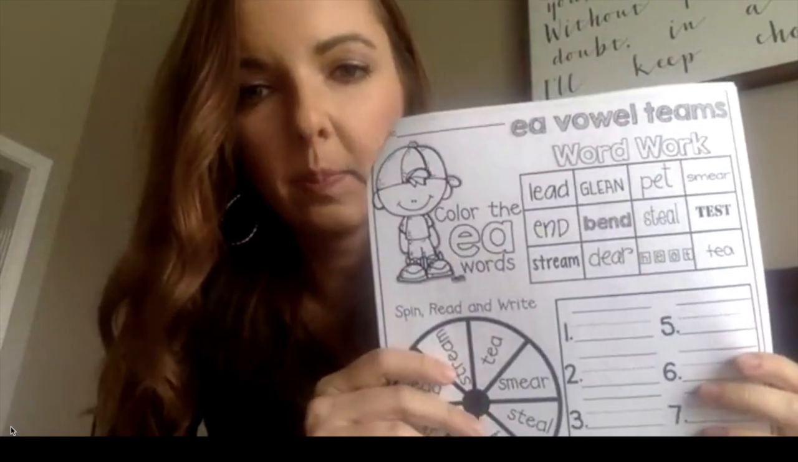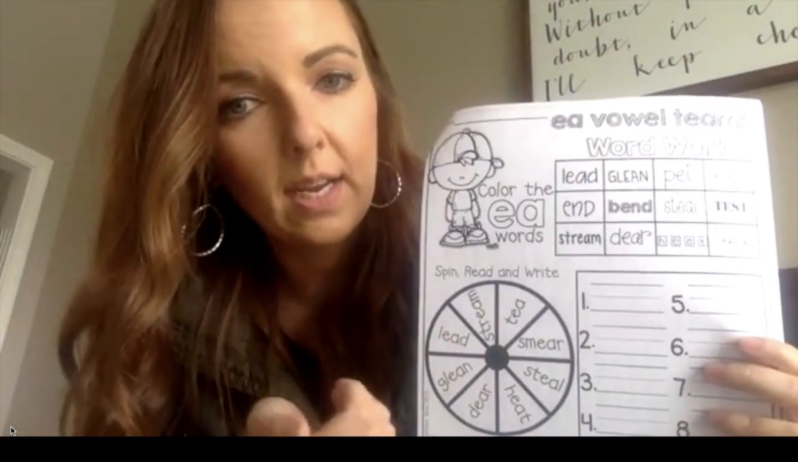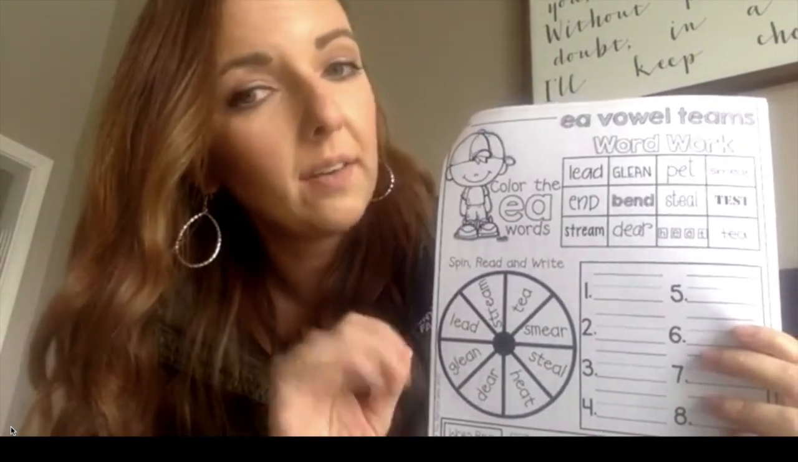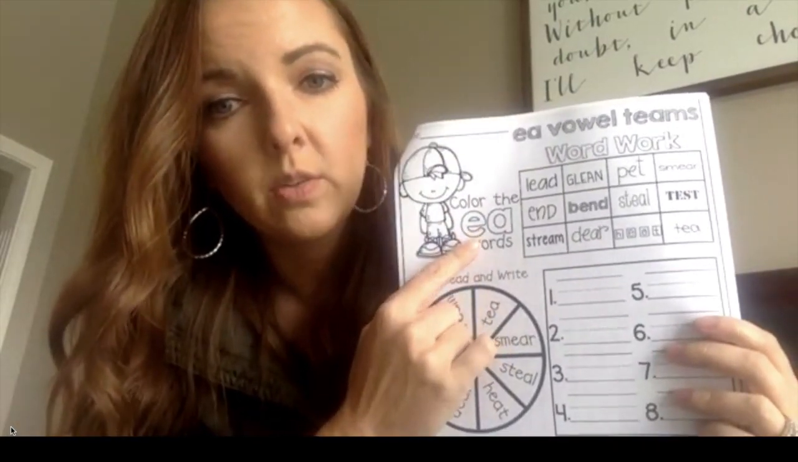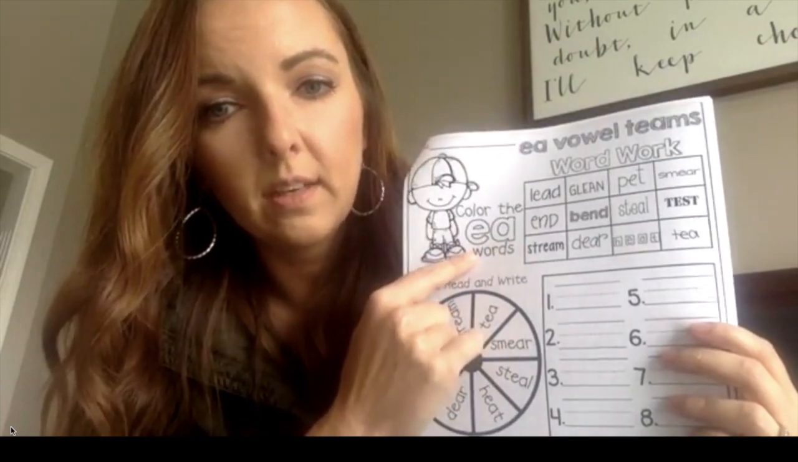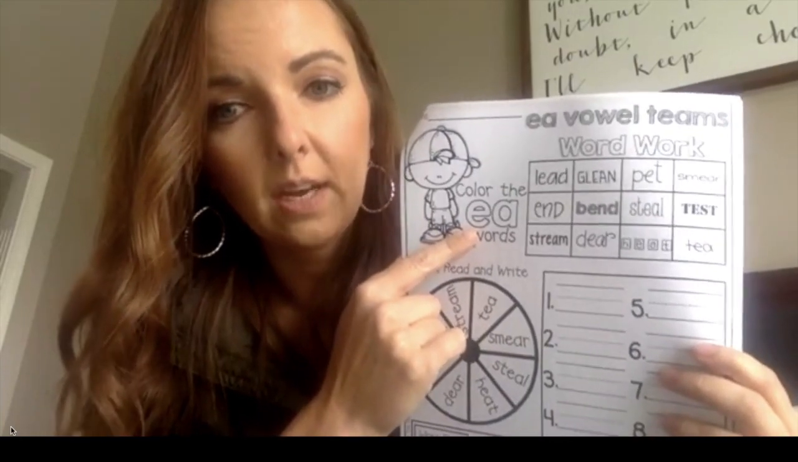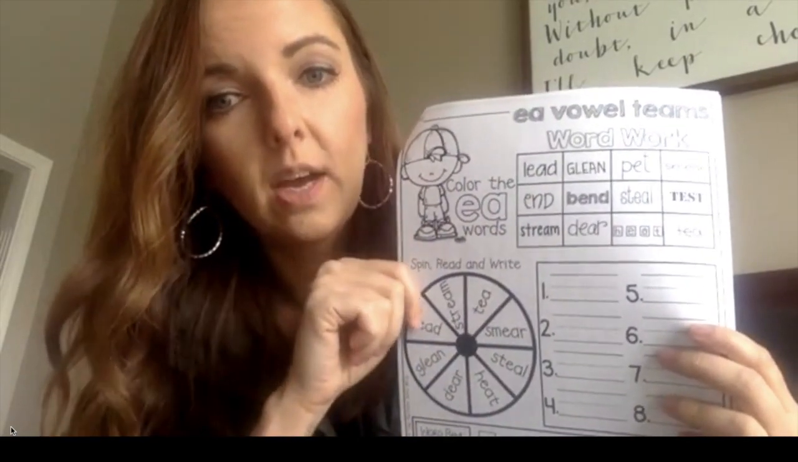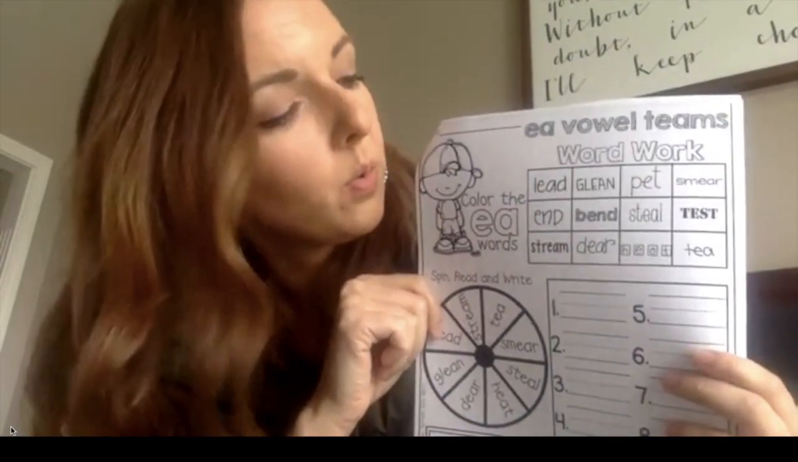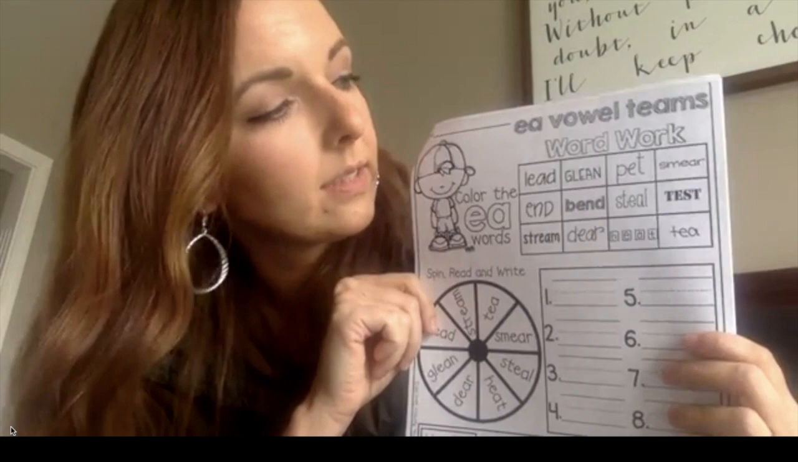Your next page in this packet is an EA vowel team review. I want you to remember our vowels are A, E, I, O, and U. When we have those two vowels together, it's only the first vowel that makes the sound. So if you look right here, we have E and A together. E comes first, so the sound that E is going to make is the E sound. Sometimes it follows that rule, sometimes it does not. You'll see there's a few words in here where it's not going to follow that rule, but most of the time that E is going to make the E sound.